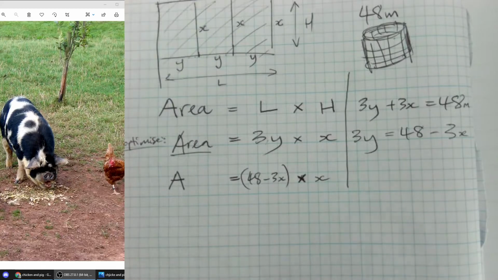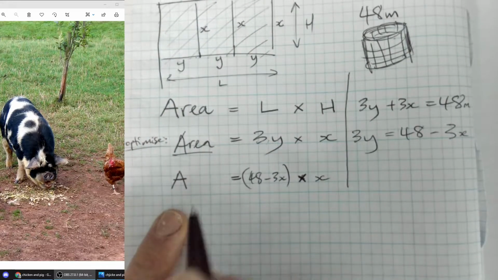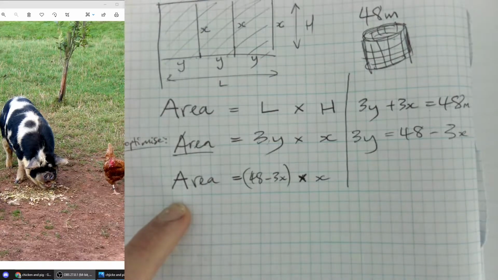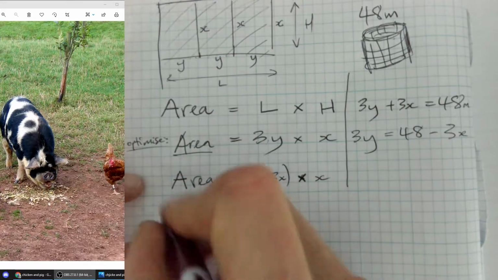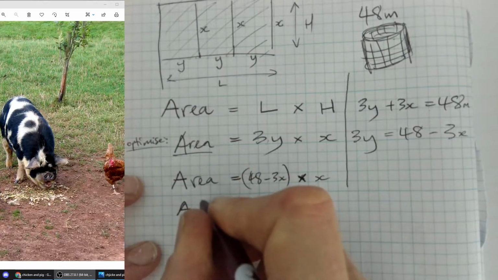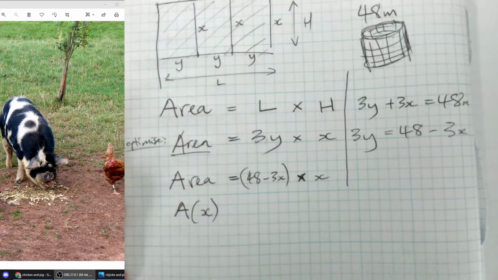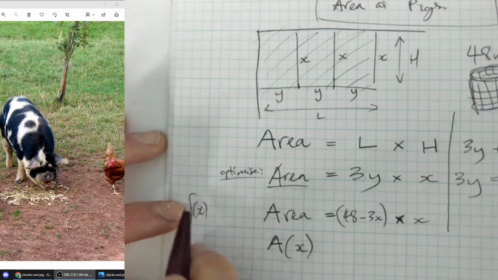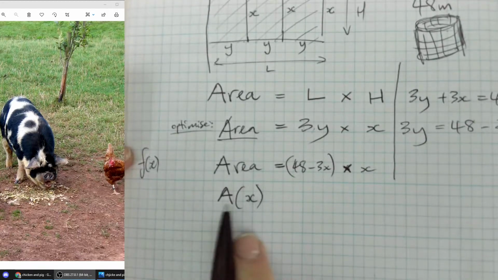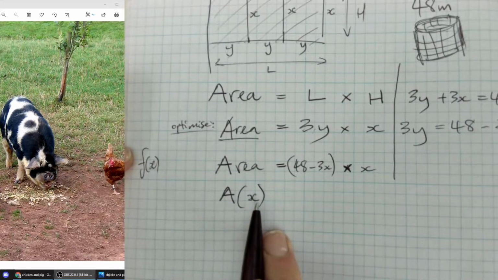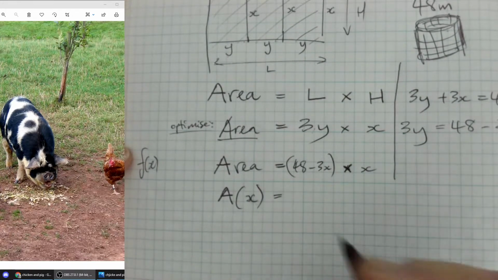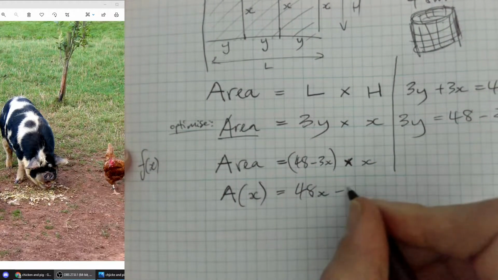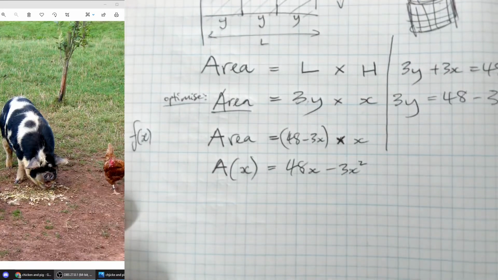Now our area equation is only in regard to x. Now we can start doing calculus on it. In fact, I'm going to write area in regard to x. That's what a function is, right? Normally we do the function in regard to x, but now our function is finding area, and it's in regard to x. Perfect. A of x. Let's expand this: 48x minus 3x squared. Perfect.